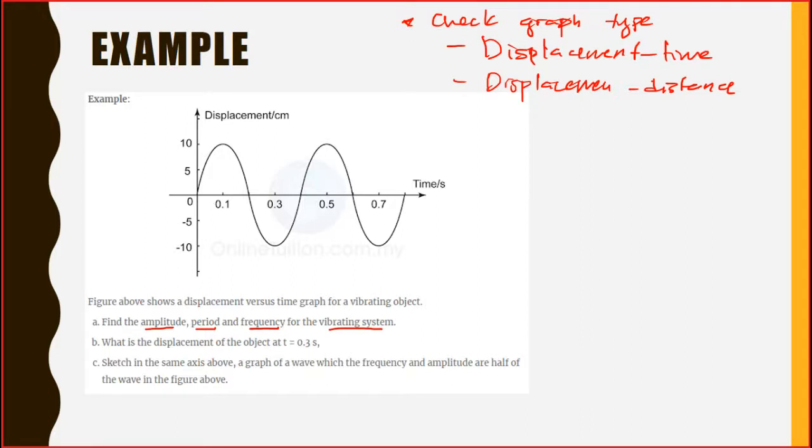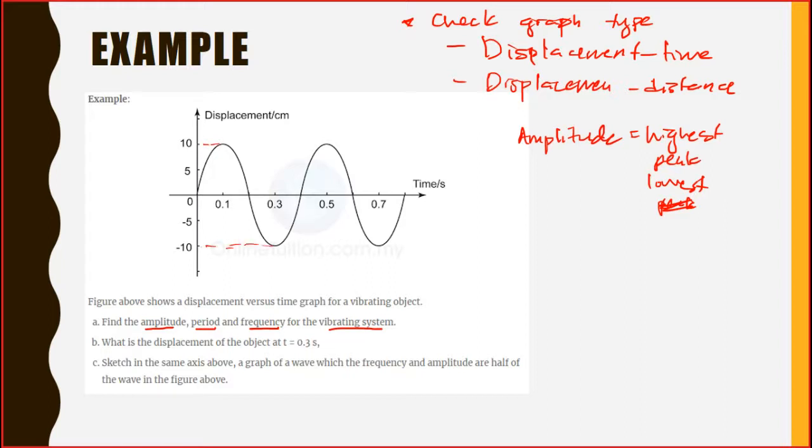So what is amplitude, class? Just make sure you remember what amplitude is. Amplitude is the highest peak, if it is positive. If it is negative, then it is the lowest point, sorry, not peak. Peak should be for the highest. So this is the highest peak, and the lowest is this one.